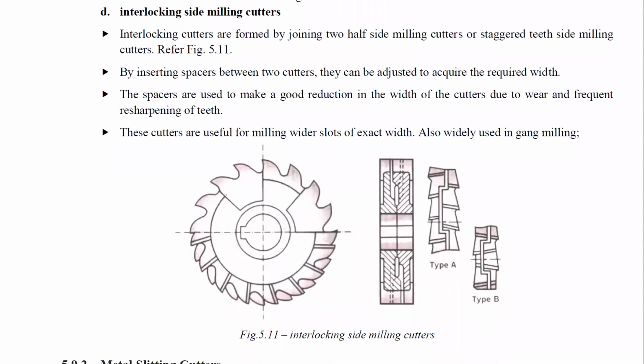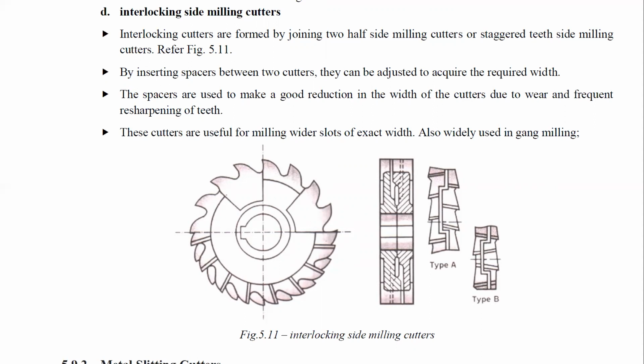Fourth one is interlocking side milling cutters. Interlocking cutters are formed by joining two half side milling cutters or staggered teeth side milling cutters. By inserting a spacer between two cutters, they can be adjusted to acquire the required width. Spacers are used to make good the reduction in width of the cutter due to wear and frequent resharpening of teeth. These cutters are useful for milling wider slots of exact width. Also widely used in gang milling.